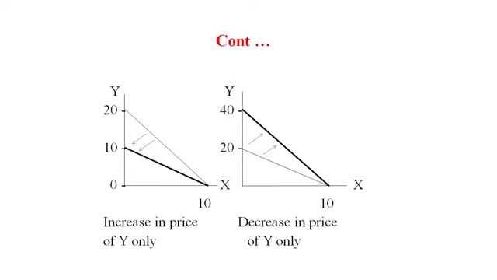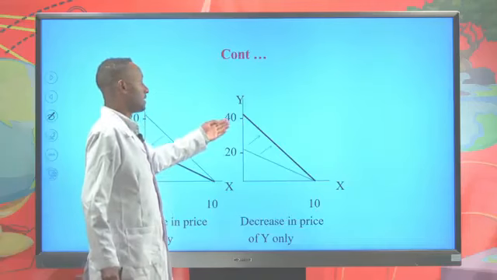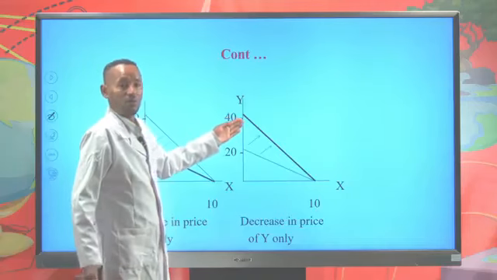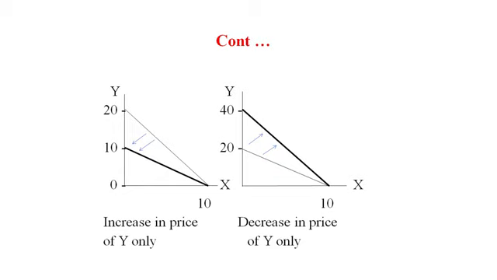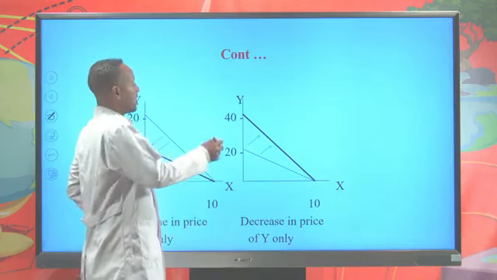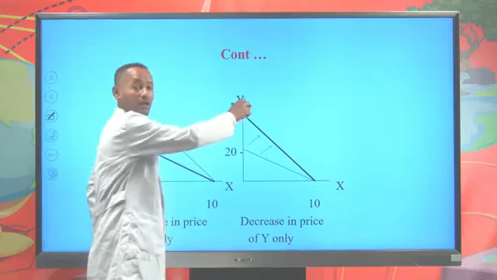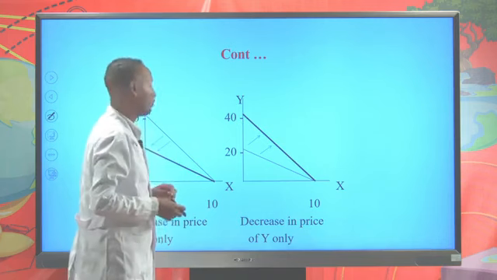With a decrease in the price of Y only, again there is no change in the price of X and the income of the consumer, so there is no change in the horizontal intercept of the budget line. So the change will be in the vertical intercept. So with a decline in the price of good Y, the budget line will shift outward on the vertical, or Y, intercept.